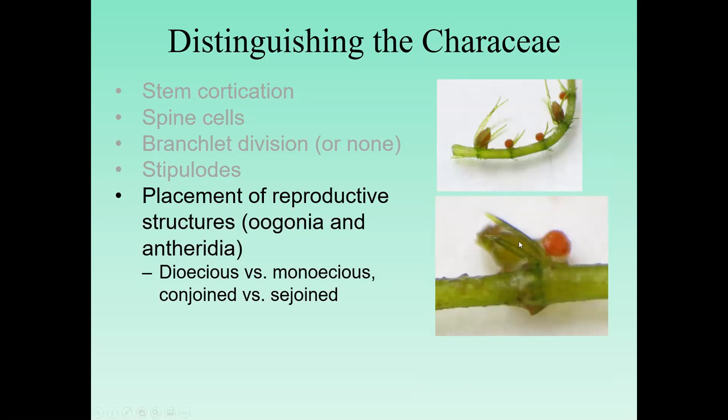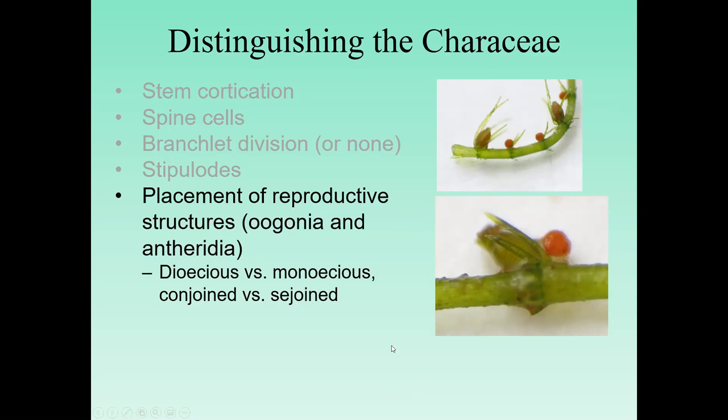So in this case, we have an egg-shaped oogonium here, the female, and the male antheridium here, which is more spherical, and those are touching. So that's what we call conjoined. They are conjoined, they are touching each other. And sejoined means that they are not touching. They are separated from each other on the same plant, but at different locations. So here we have a female, here we have a male, female, and a male, all at different locations on that one branchlet. And dioecious means that there are two separate plants, so there's a male plant and there's a female plant. Monoecious means that the males and females are on the same plant, as in both of these examples here.